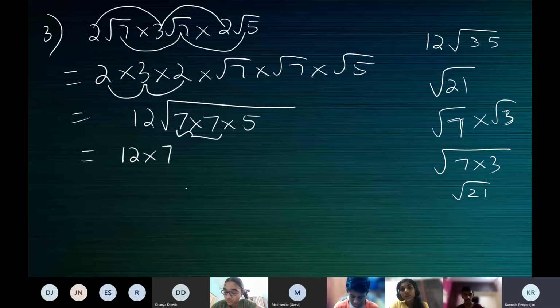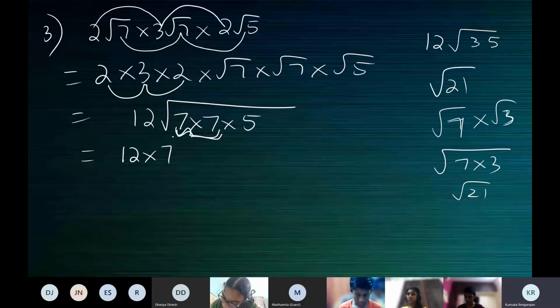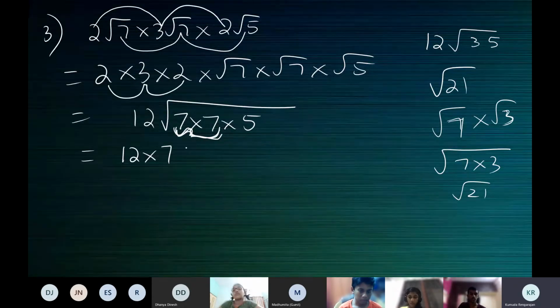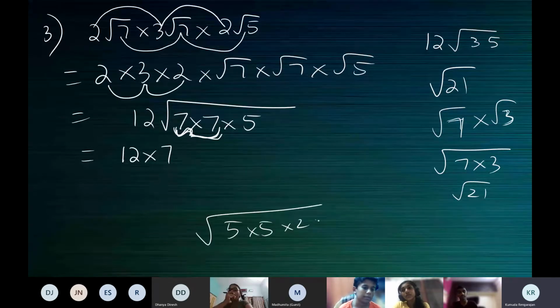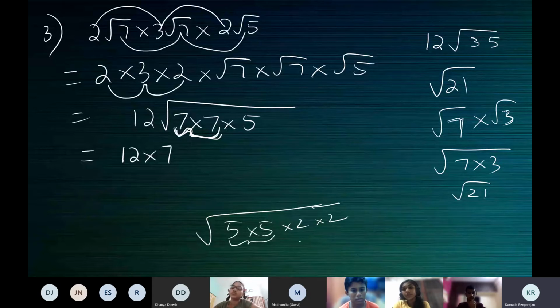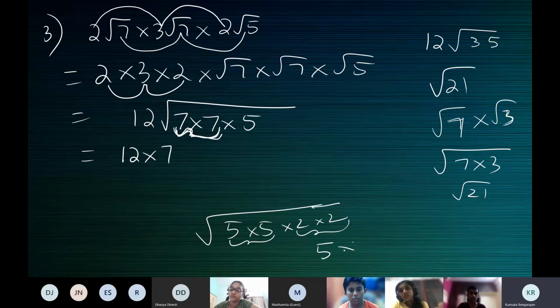From two sevens under the square root, from 2 equal factors, 1 will come out of the square root. This is from squares and square roots, 8th standard. Don't you remember simplifying? If you have 5 into 5 into 2 into 2, what will you do? From 2 5s, 1 5 comes out of the square root. From 2 2s, 1 2 out. 5 2s are 10 is the answer.